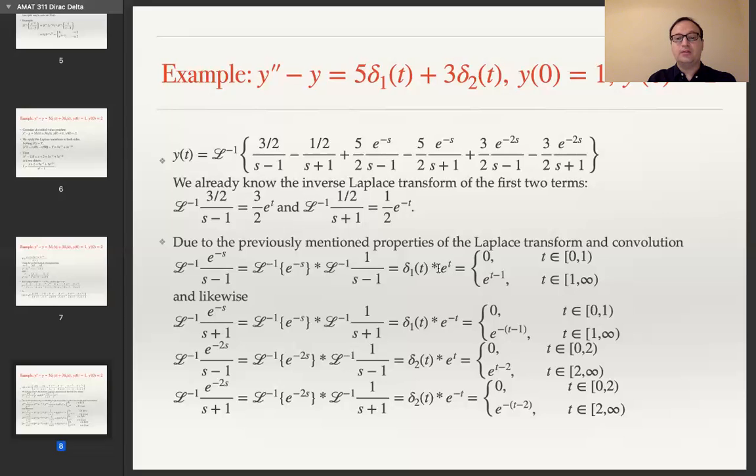So we take the graph of the function e to the t on the interval 0 to infinity and shift it to the right by 1. In the gap, between 0 and 1, we fill in by 0. And when we move e to the t to the right by 1, we get e to the t minus 1.